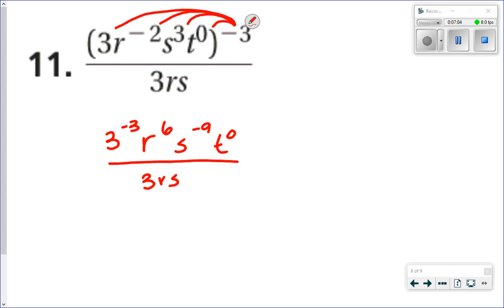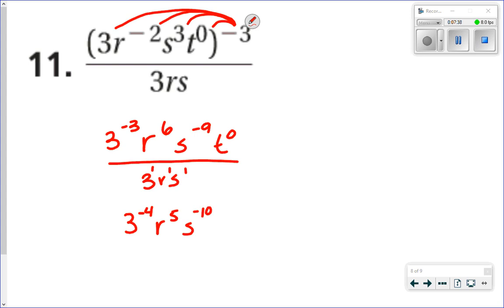Okay, now we need to do some simplifying here. So remember, when there's no exponents written, all of those exponents are 1. So I've got terms on the top, terms on the bottom that can be put together. When they're being divided, we need to subtract. So negative 3 minus 1 would be 3 to the negative 4. Okay, for r, 6 minus 1 is 5. And for s, negative 9 minus 1 is negative 10.